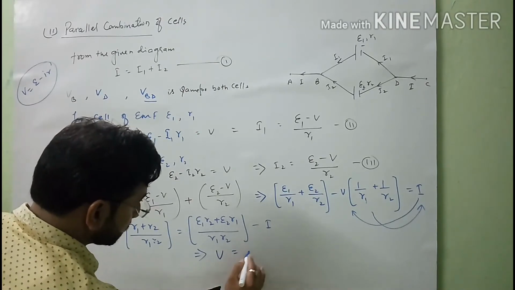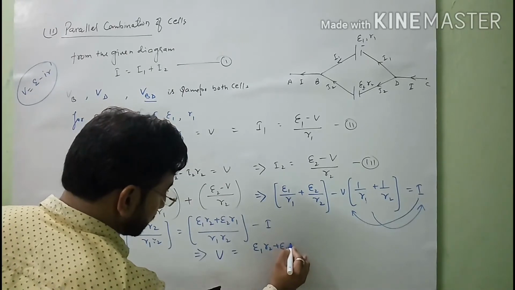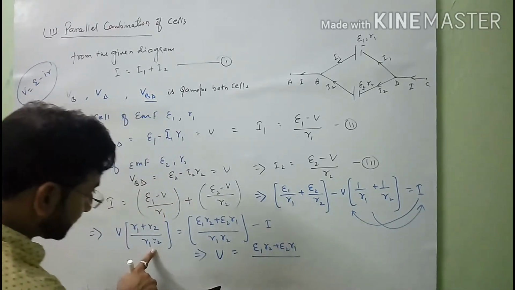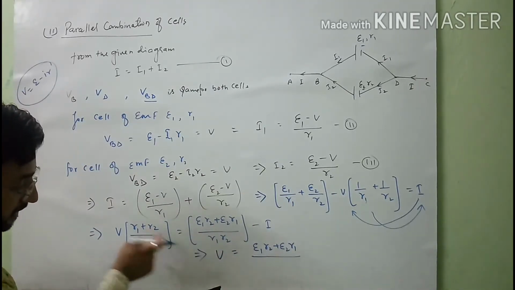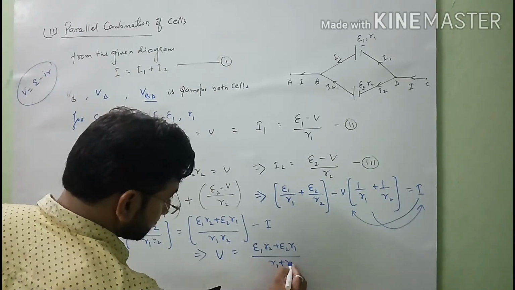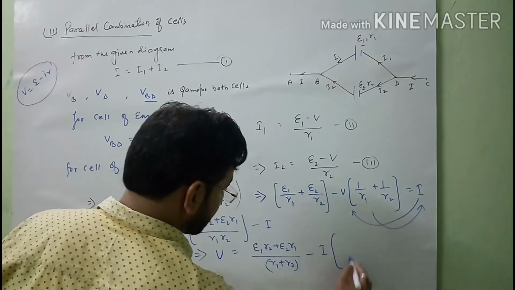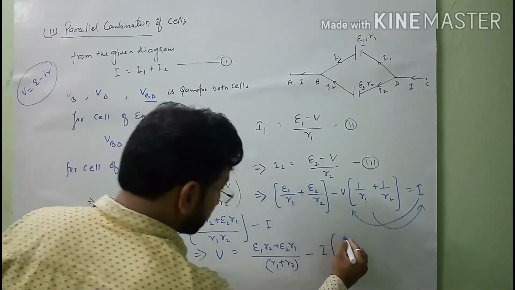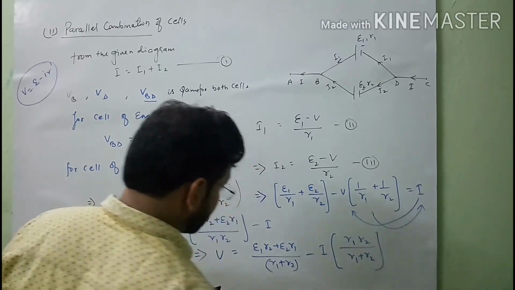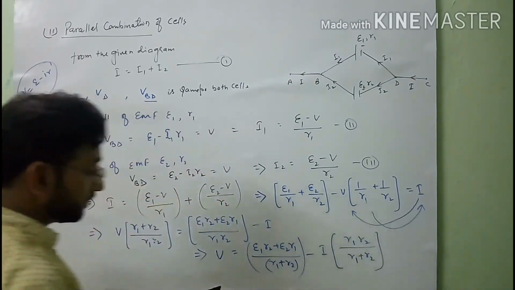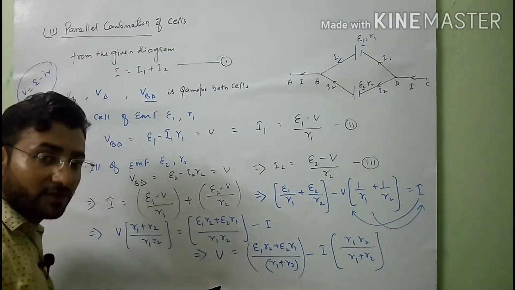And I will get the final form: V is equal to epsilon 1 R2 plus epsilon 2 R1 over R1 plus R2, by solving this. When this part goes to this side, the fraction is interchanged, this value cancels out and this comes in the denominator. So I will write like this: minus I times R1 R2 over R1 plus R2. So this is the way to write the value of V for the parallel combination. Clear, student? So for that, pause the video and note down.